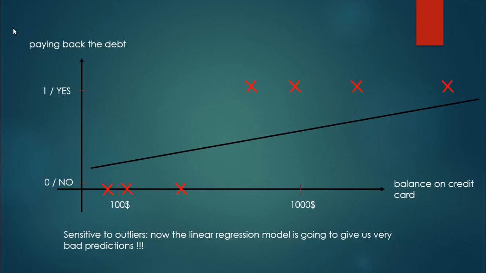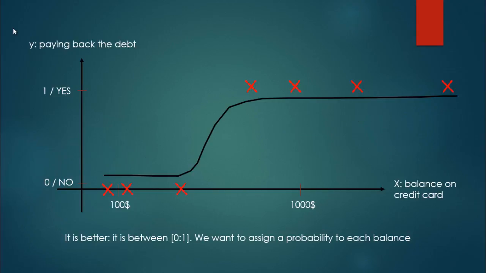So that's why this linear model is not good. And another aspect is that we want to predict probabilities. For example, there's a 90% chance that a given person is going to be able to pay back the loan. So, for example, this sigmoid function, or this function we have been plotting here, is a better predictor, because it is between 0 and 1, and we want to assign a probability to each balance.